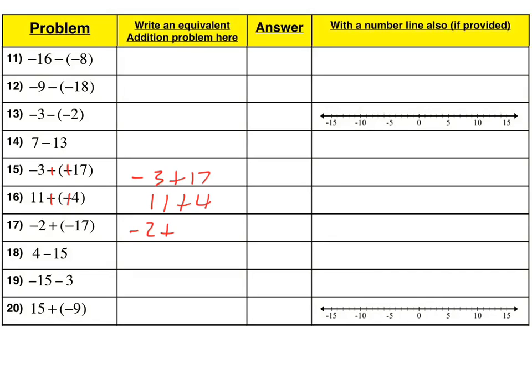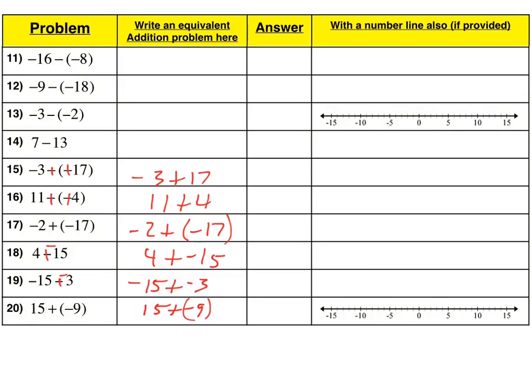Number 17 is already an addition problem. We're okay there. Number 18 turns into 4 plus negative 15. And if you get the idea of adding the opposite down, the rest should be easy. Number 19 turns into negative 15 plus negative 3. Number 20 is already an addition problem, so we leave that alone.